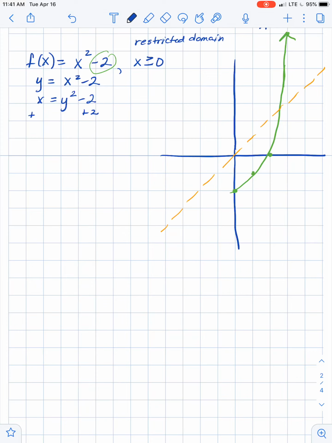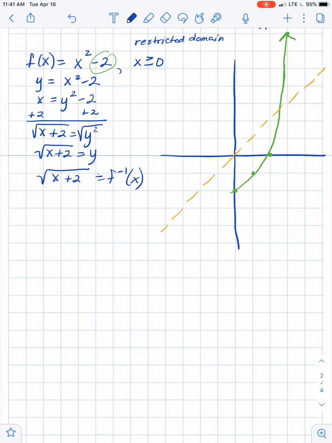So I'm going to add 2. So x plus 2 equals y squared. Now we square root both sides. So the square root of x plus 2 equals y. Last step is to change the y back out for the f inverse of x button.